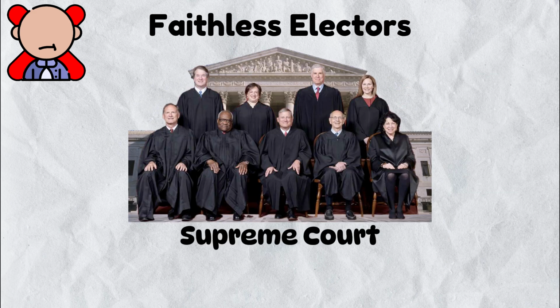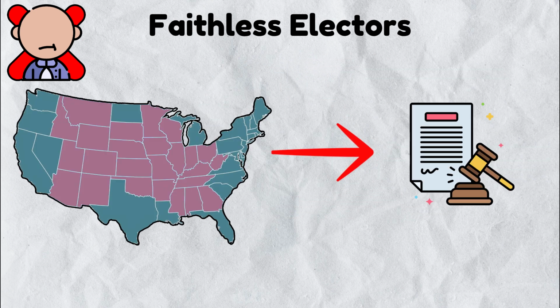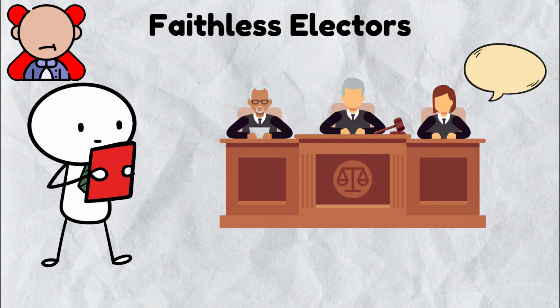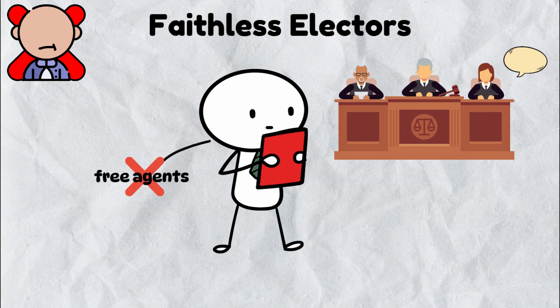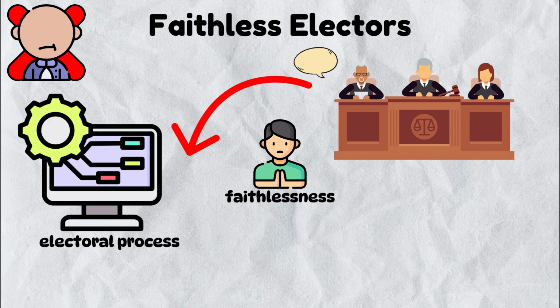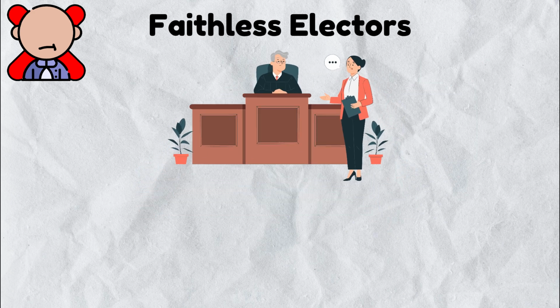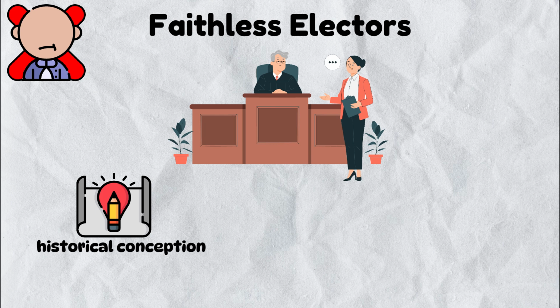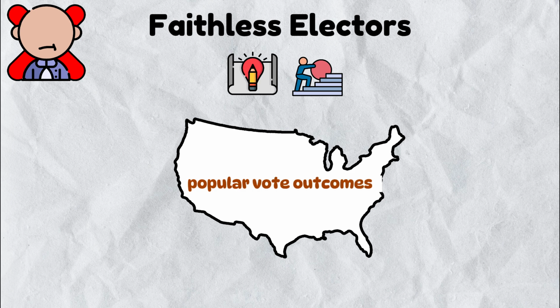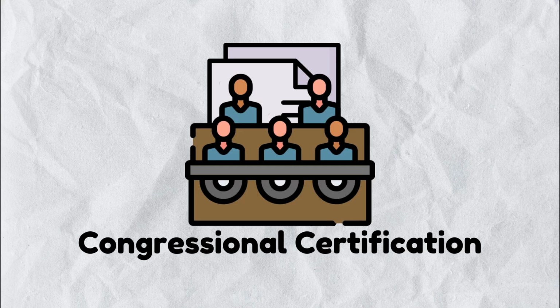In 2020, the Supreme Court ruled that states can enforce laws requiring electors to vote according to popular vote results. This decision affirmed that electors are not free agents, addressing concerns about potential faithlessness in the electoral process. The ruling underscores the ongoing tension between the historical conception of electors and contemporary efforts to align their votes with state-level popular vote outcomes.